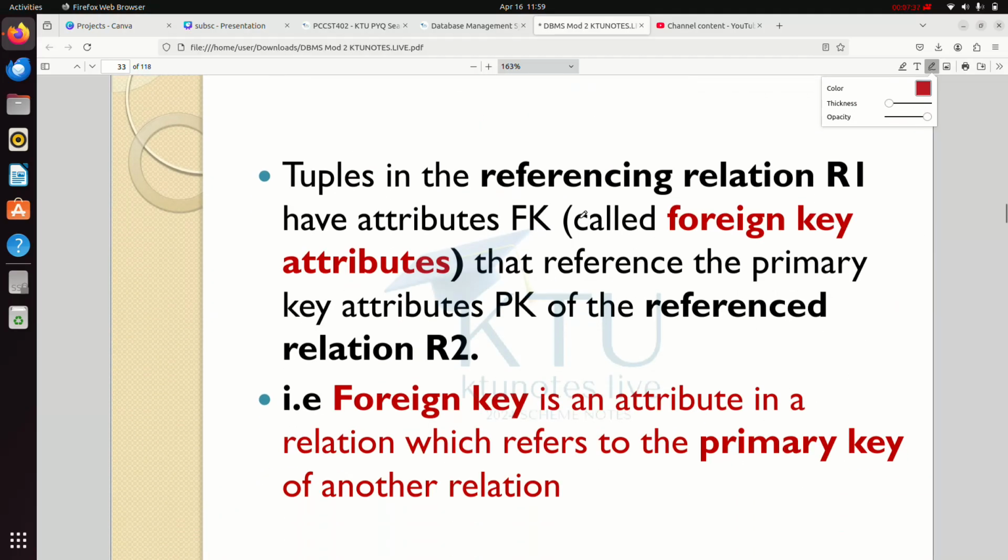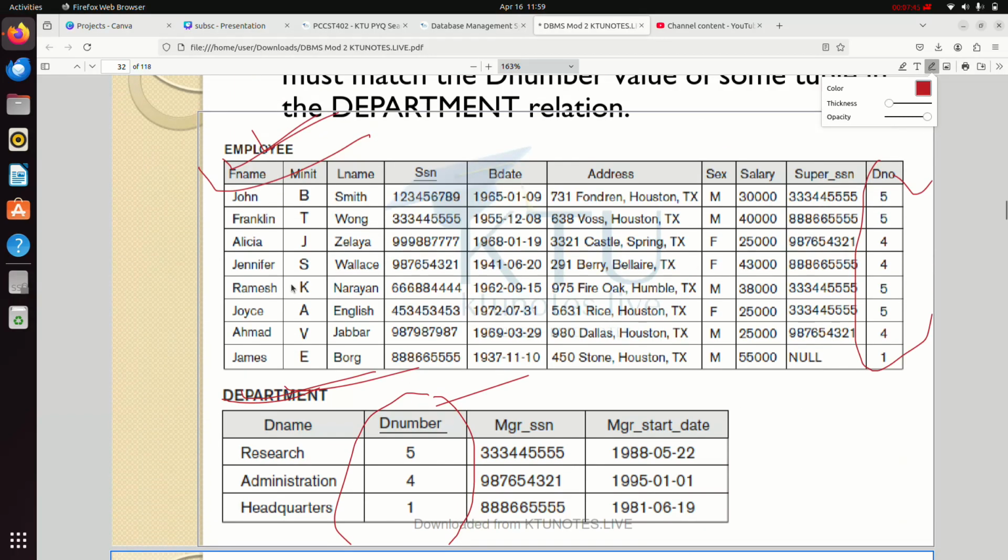That is important. Tuples in the referencing relation R1 have foreign key attributes that reference the primary key attributes of the referenced relation. This is my referencing relation and this is my referenced relation. The referenced relation's primary key is D number. That D number should be there in the employee table. Then only the reference and referencing relationship will be correct.